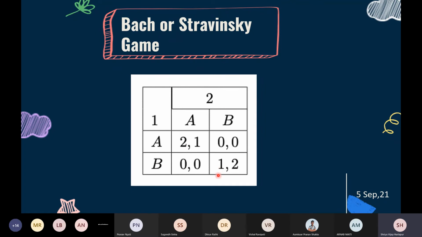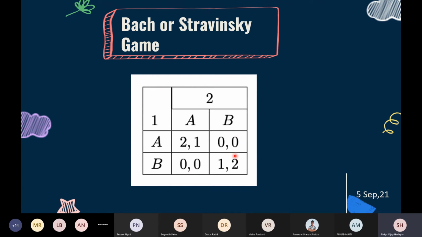Similarly, symmetrically, if both of them choose activity B, then again player 2 will have the higher utility here because it's an activity of their liking, and player 1 will have less of a utility but still positive. And the utilities are 0 if both of them choose different activities, because the entire objective is for them to spend time together. If they choose different activities, they don't spend time together. So this is the Bach or Stravinsky game.